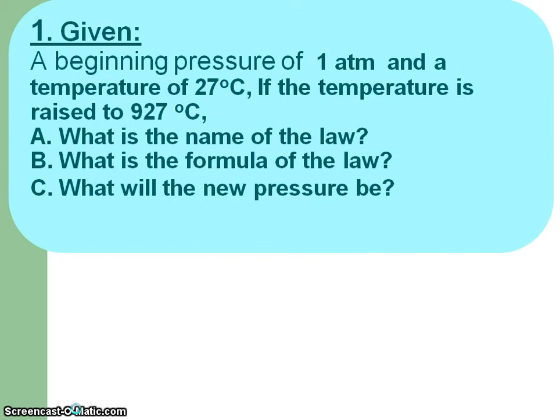Here's your quiz. We're going to start right with a quiz tonight. Beginning with a pressure of 1 atmosphere and a temperature of 27 degrees, if the temperature is raised to 927 degrees, A, what is the name of the law? Remember, what's held constant? I'll give you a clue. B, what is the formula of the law? And C, what will the new pressure be? Go ahead and pause the video, answer the questions, and then come back.